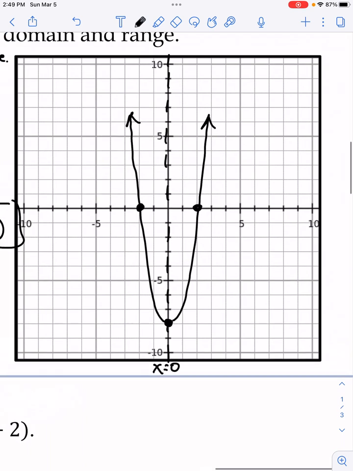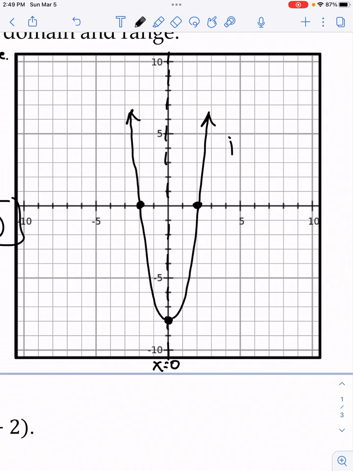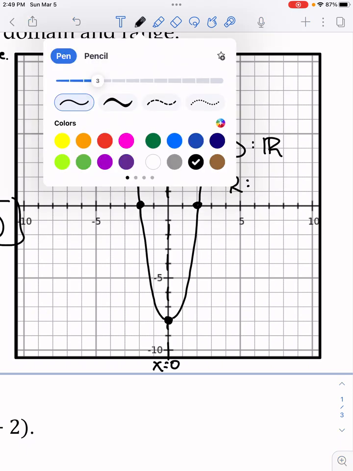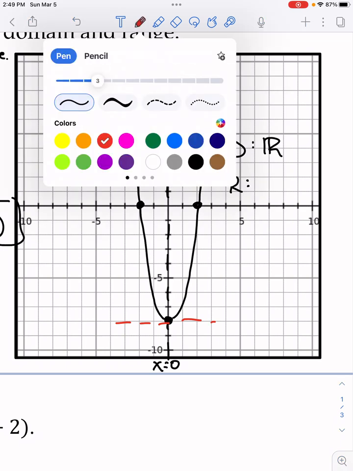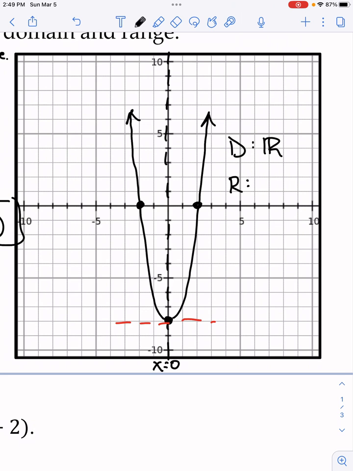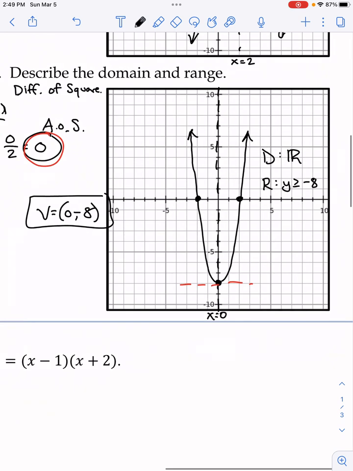And let's go and write the domain and range. I'll write it on the graph. The domain, again, is all real numbers every single time. The range is everything that is... looks like we have a minimum vertex. Everything that's above that is our range. That is everything greater than or equal to. So y is greater than or equal to -8.